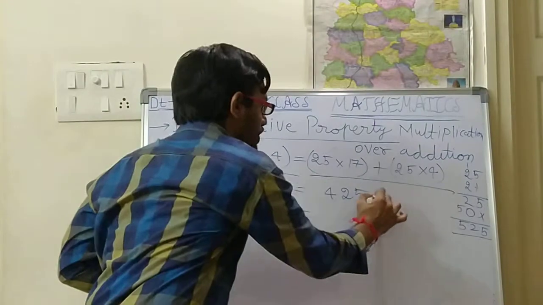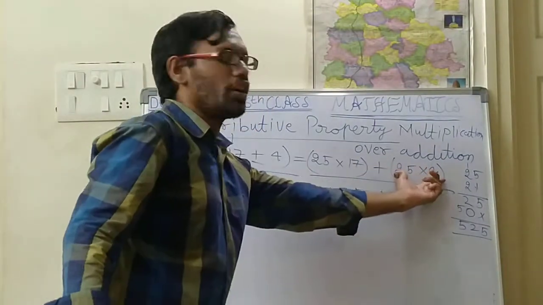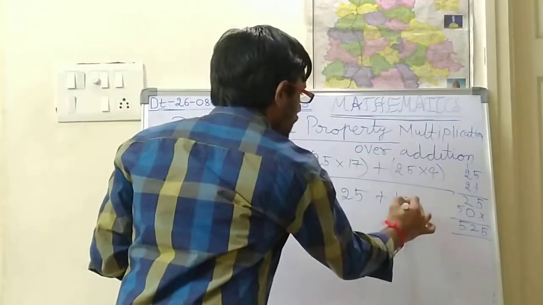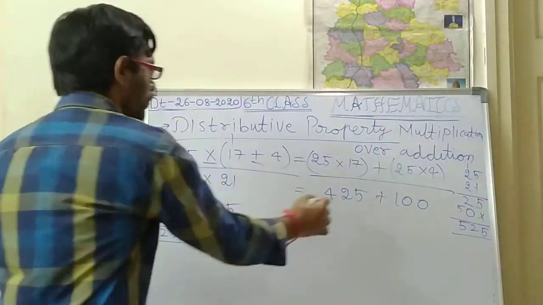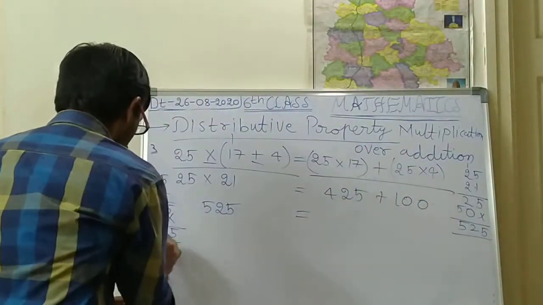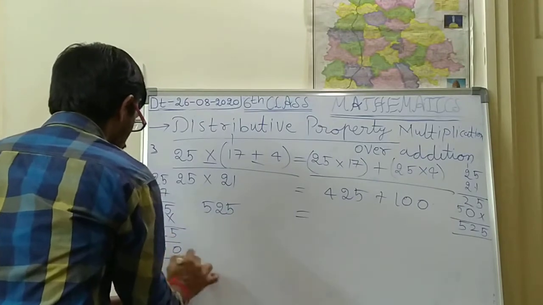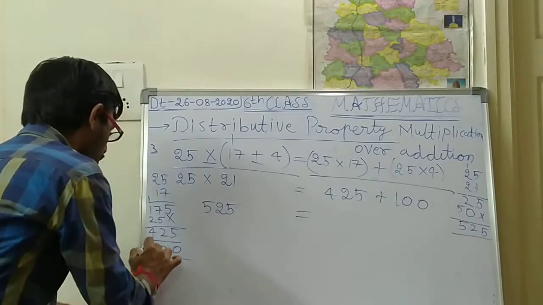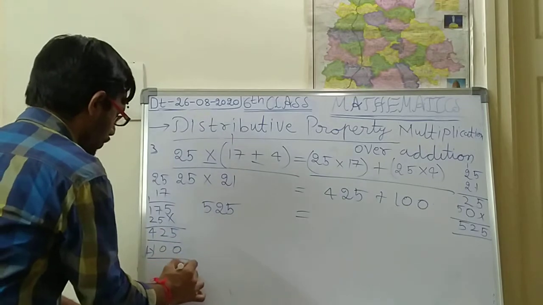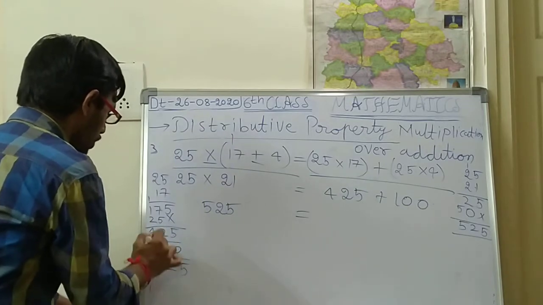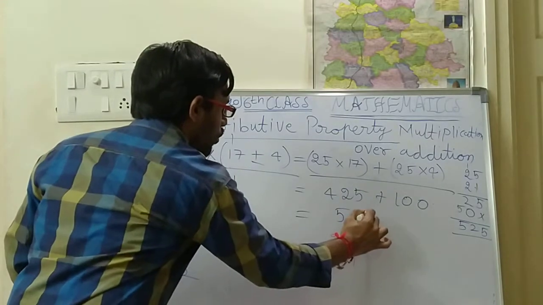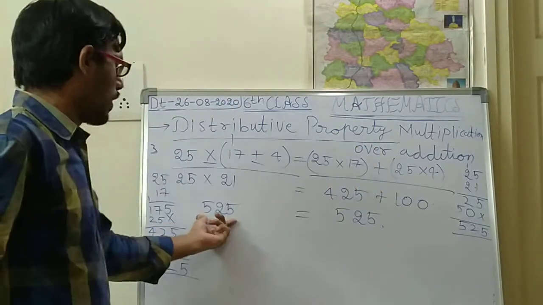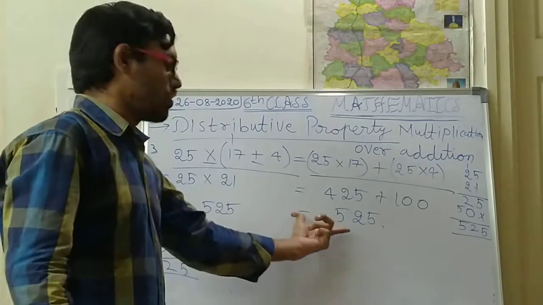Now you should do this bracket too: 25 into 4 is directly 100. Now 425 plus 100. What is the total? Add these two: 5 plus 0 is 5, 2 plus 0 is 2, 4 plus 1 is 5. So what is the result? 525.